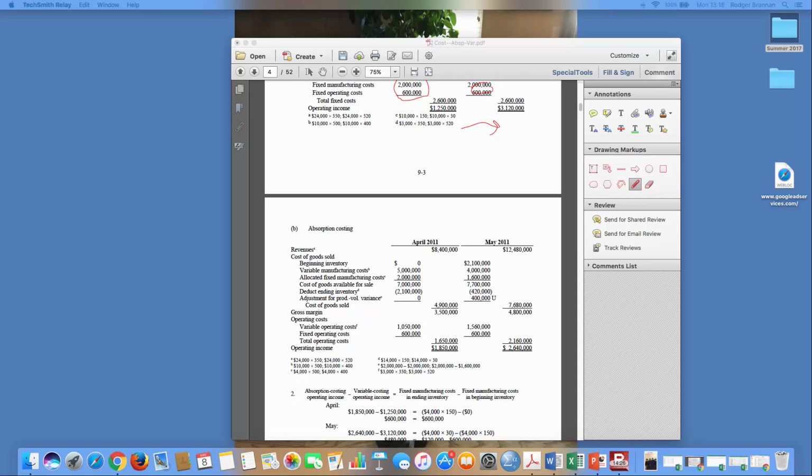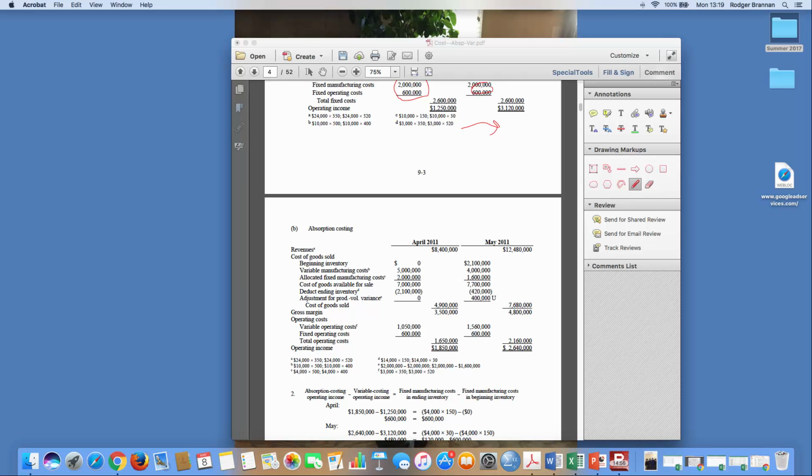Deduct out ending inventory. Remember, we calculated up above that the total manufacturing cost, the variable plus the fixed, is 14,000. So 150 units of ending inventory at that would give you 2.1 million. The 14,000 times 30 gives you 420,000 over here. Again, kind of the traditional income statement. Cost of goods sold 4.9. My gross margin is this.